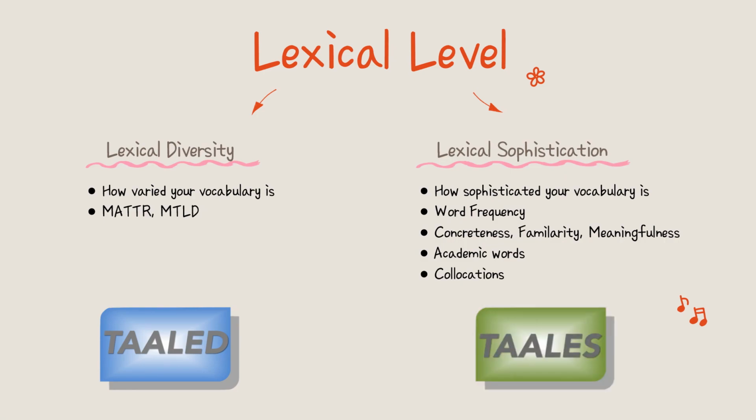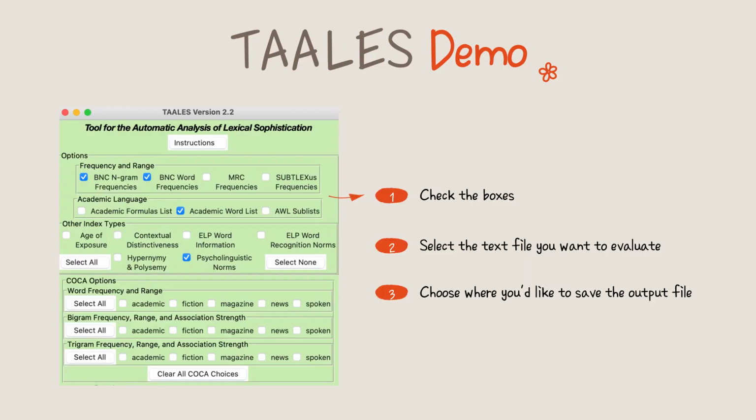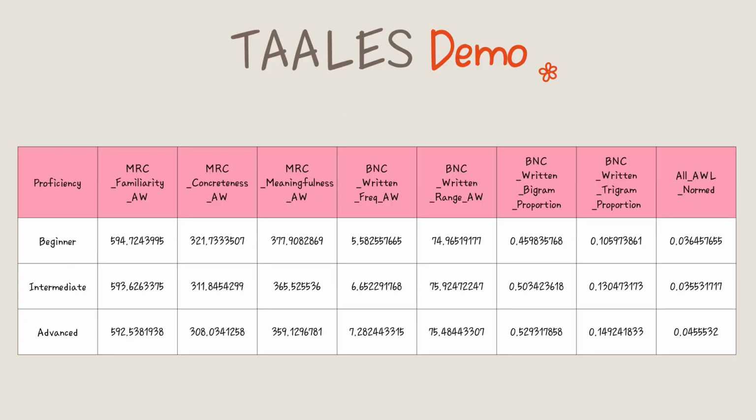To evaluate these features, we can use a tool called TAALES. Just like TAALED, download and open the TAALES program. Check the boxes you see on the screen, then click Process Text. You can compare your results with average lexical sophistication scores by 3 proficiency levels.